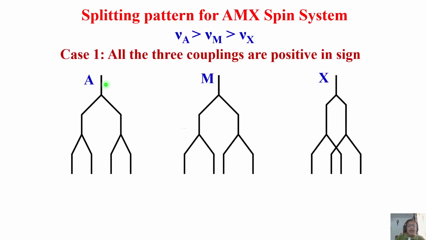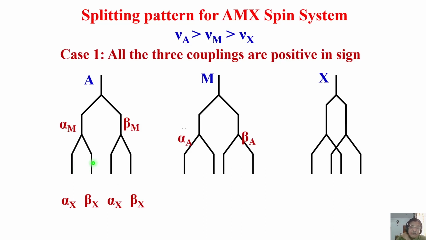Why? The nu A spin splits into a doublet because of M, because of the alpha and beta states of M. I did not write it, but this is the JAM coupling. And further, each line is split into a doublet because of coupling to X. So this is JAX splitting. This is JAM, this is JAX.